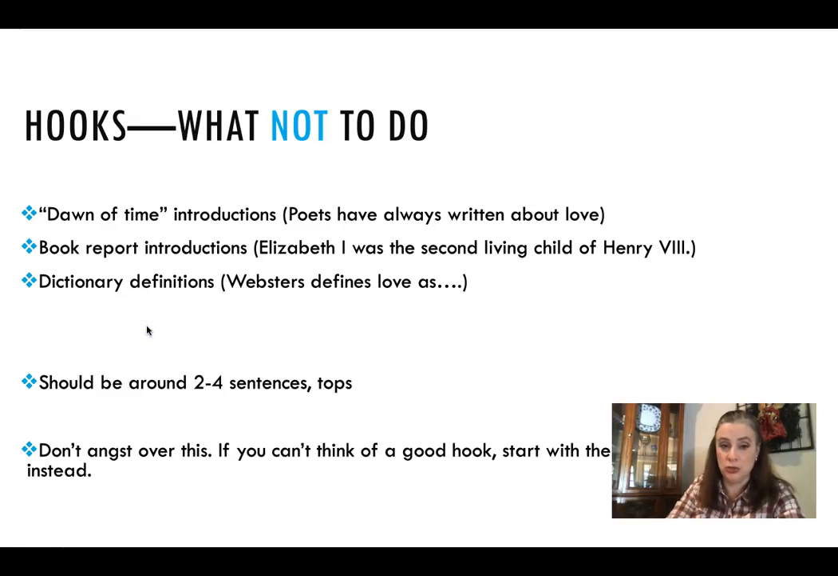Okay, things not to do. What I like to call the dawn of time introductions. Like, poets have always written about love. Right, we know that. So you don't want to throw away any space, any real estate in this paper, because you'll have a lot that you need to do in a short amount of space. Okay, book report introductions like Elizabeth I was the second living child of Henry VIII. We want to avoid that. We want to avoid dictionary definitions like Webster's defines love as, etc. So those are some things not to do with your hooks.